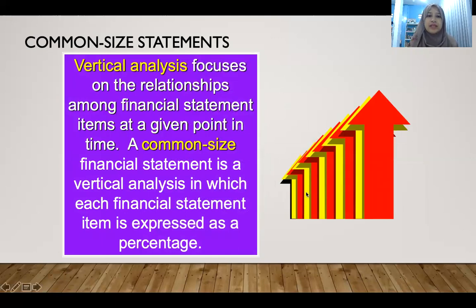So it basically focuses on the relationship among financial statement items. If horizontal, we focus on the trend, how it has changed from one period to the next period. But for vertical, we focus on how one item is in relation to the other item, which is the base figure in the statement, whether it is the income statement or the statement of financial position.